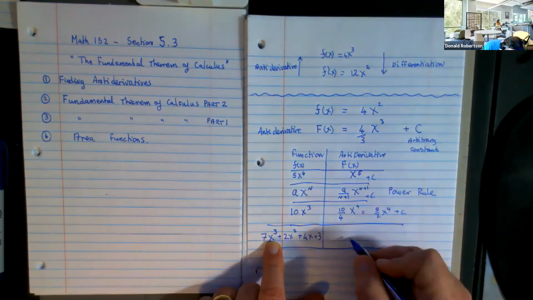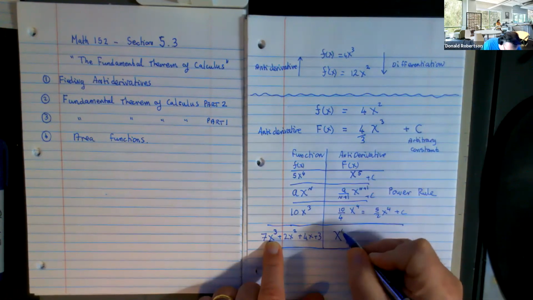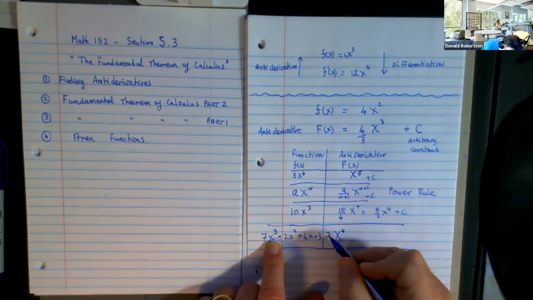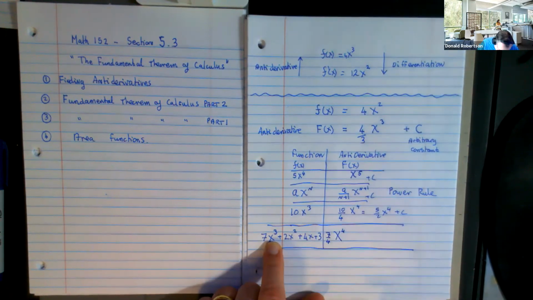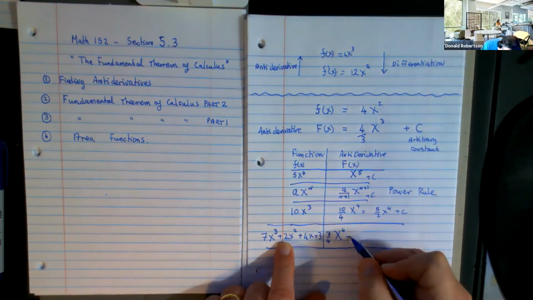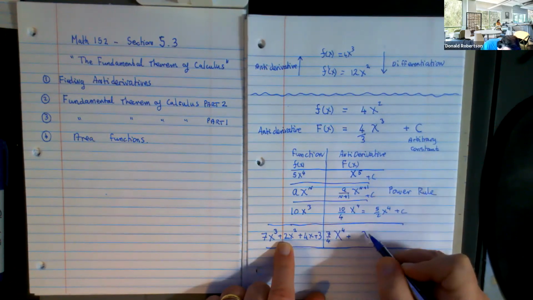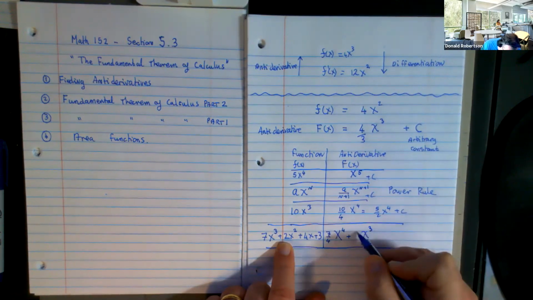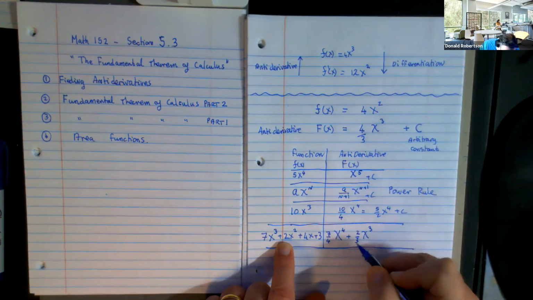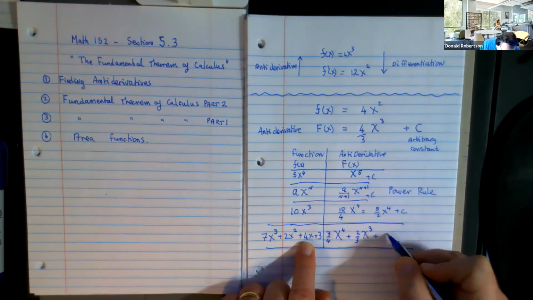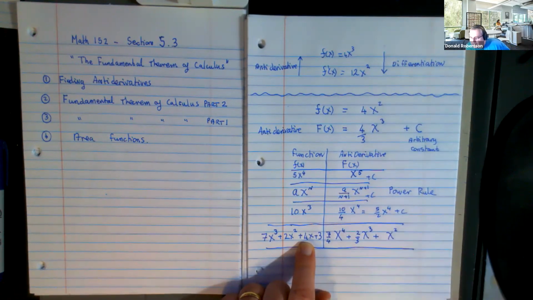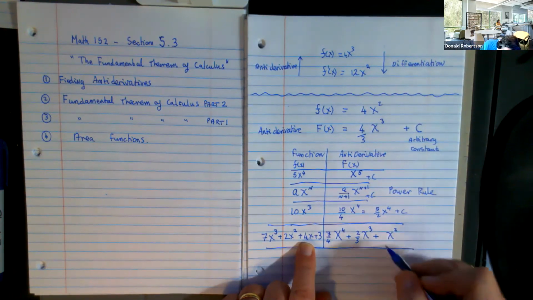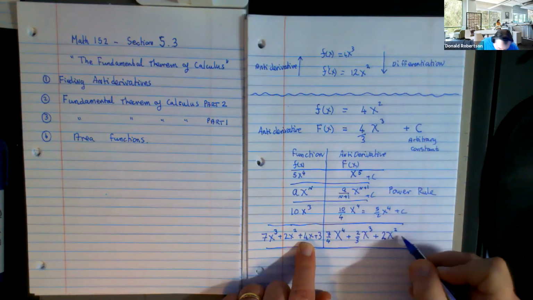7x cubed. If you add 1 to the power, you get 4. And if you divide by the new power, you get 7/4. Next door, 2x squared. Add 1 to the power, x cubed. Divide by the new power. Next one, 4x. Add 1 to the power, you get 4x squared. Divide by that new power, you end up with 2.